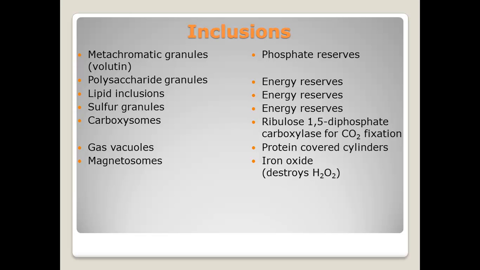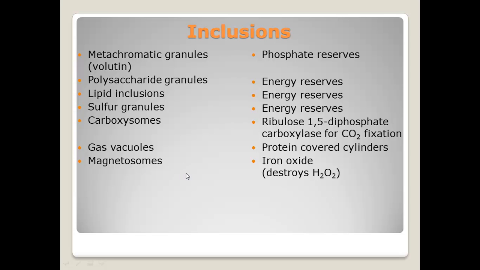So if they're at the bottom of a lake and there is a lot of light, they can release these gas vacuoles to be able to rise to the top of the water. Okay, the polysaccharide granules, if we go back to these, they're usually consisting of starch or glycogen. So that's what we mean by energy reserves. So lipid would be stored as energy reserves. So again, these could have starch or glycogen.